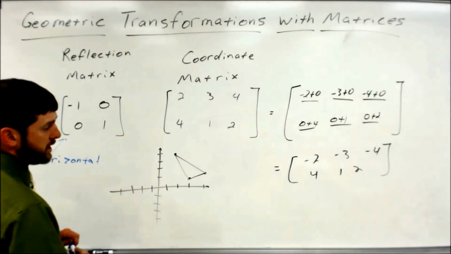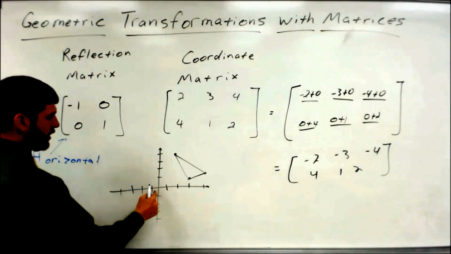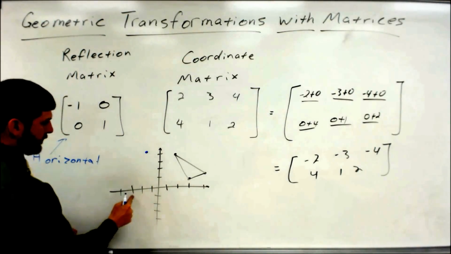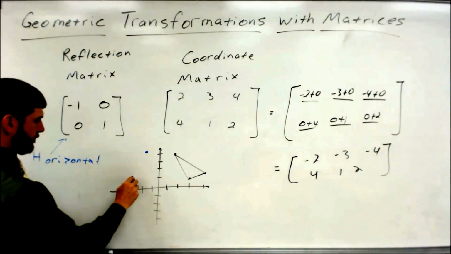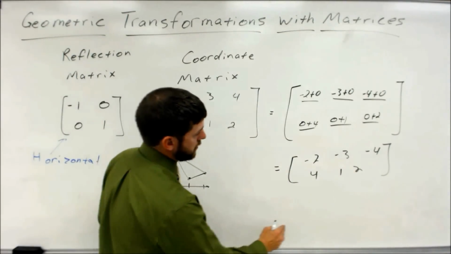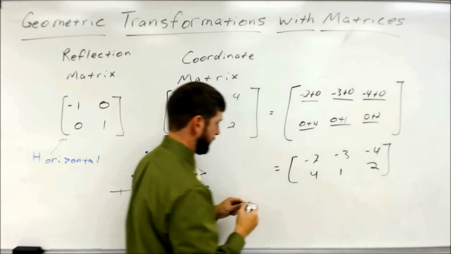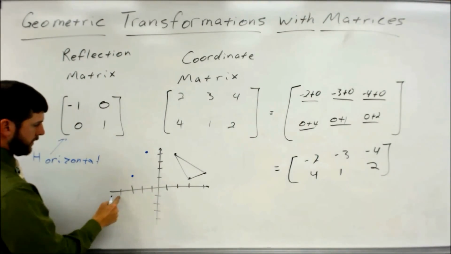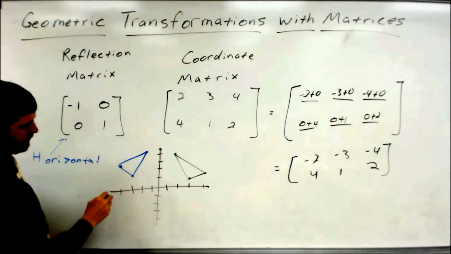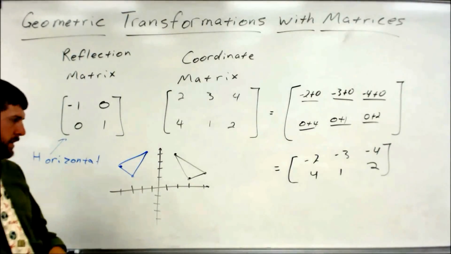Well, let's see if that actually gives us our reflection, that horizontal reflection we were looking for. So I'm going -2 up 4. I'm going left 3 up 1. I'm going left 4 up 2. So you can see we get the same figure flipped across the y-axis.